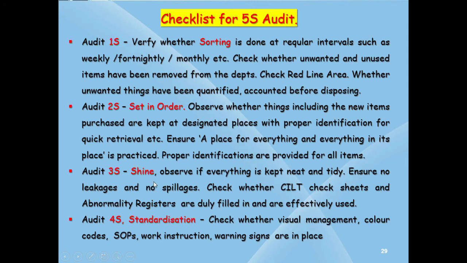Audit 3, shine. What you have to do, observe if everything is kept neat and tidy, ensure no leakages and no spillages. Check whether check sheets and acknowledges are duly filled in and are effectively used. This is a very important statement. Check whether CLT check sheets and abnormalities registers are duly filled in and are effectively used. Audit 4S, standardization. Check whether visual management is in place, color codes are in place, SOP, work instruction, warning signs are in place. This is a sample of a checklist for 5S audit.